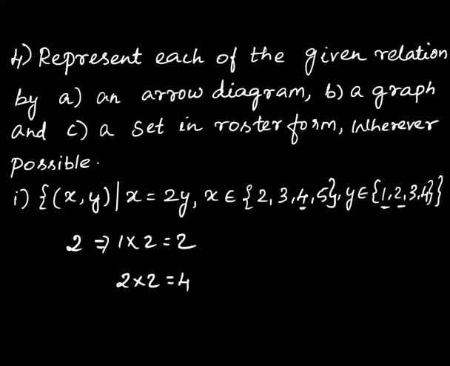So 1 will be related to 2 and 2 will be related to 4. Next you have 3. 3 into 2, 6. But you don't have 6 in x. Next is number 4. 4 into 2, 8, and 8 you don't have in x. So out of these 4 elements in y, only these two will be related to each other. That is 2 and 1 will be related and 4 and 2 will be related. We'll write them in arrow diagram, graph, and roster form.